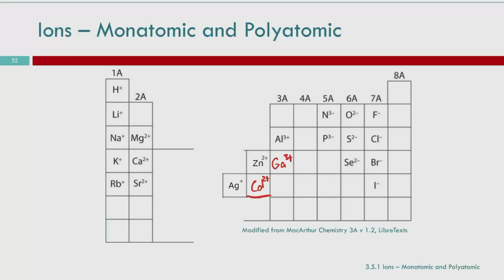So 1A, 2A, 3A are all just 1 plus, 2 plus, 3 plus. On the other side, counting backwards from 8A, our 7A, we've got 1 minus, our 6A, we've got 2 minus, our 5A, we've got 3 minus. And then we had that little staircase thing from aluminum, zinc to silver. So our plus 3, our plus 2, our plus 1, just the little staircase steps. And cadmium's also a 2 plus.